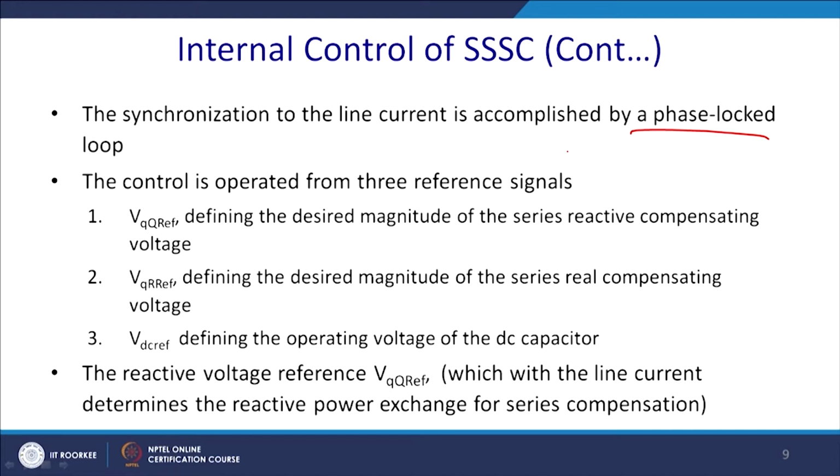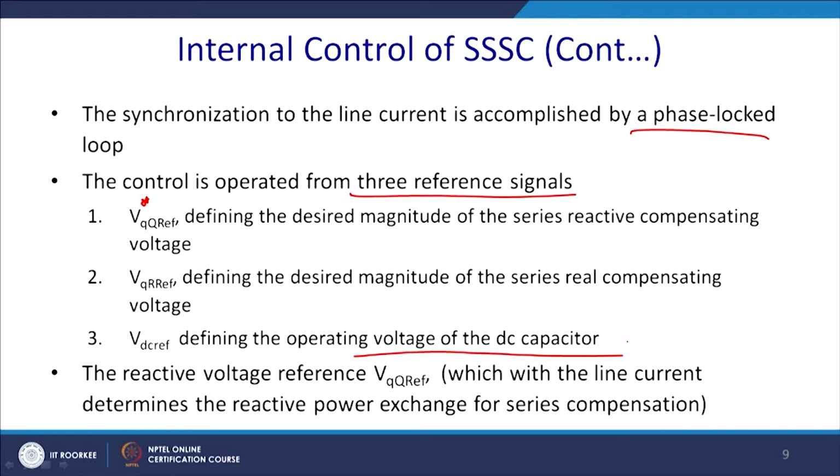The control is operated from 3 reference signals. That is VQ reference, or VQ star, defining the desired magnitude of the series reactive compensation voltage that is required to be injected in quadrature with the line. VQ R reference defines the magnitude of the series real compensating voltage. In practical cases it should be 0, but to meet the losses this has to be fed. And DC reference defines the operating DC bus voltage of the capacitor.